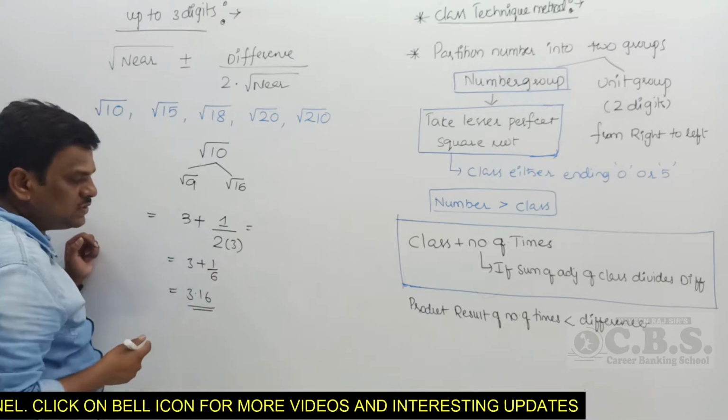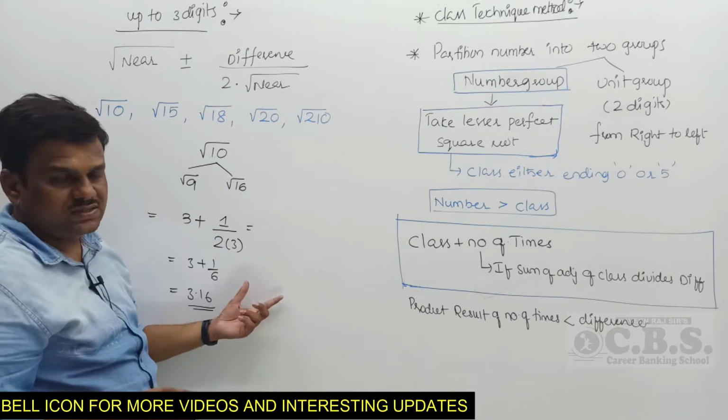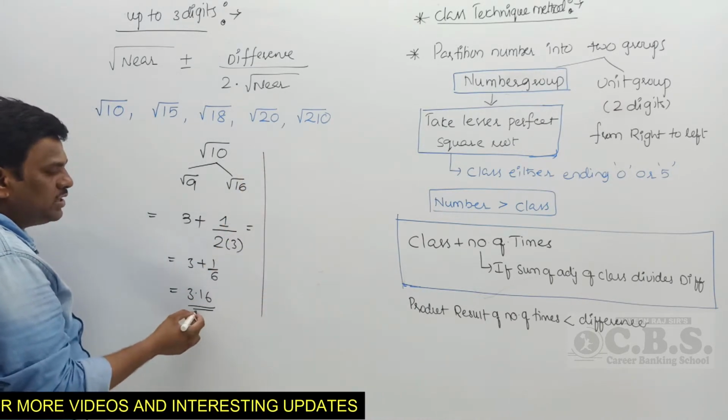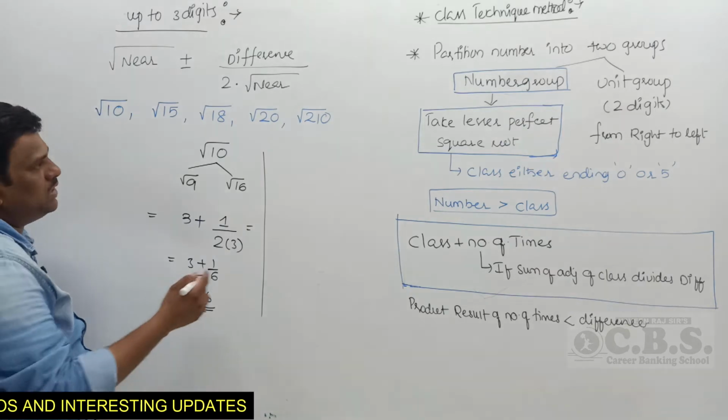Why is the value of 1 by 6 almost 0.166 continuous? Okay, what is the value of root 10? It is 3.16. This is the first example. Let's go for the other example.